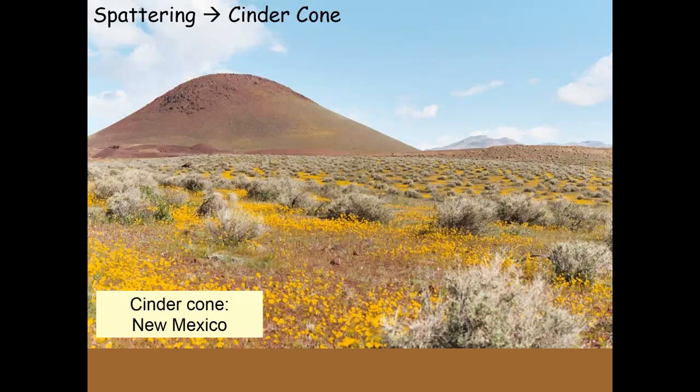Spattering eruptions like that of Mount Stromboli that I showed a video of earlier produce what are called cinder cones. A cinder cone is simply an accumulation of usually lapilli or coarser sized pyroclasts that accumulate into a loose pile of material near the vent.